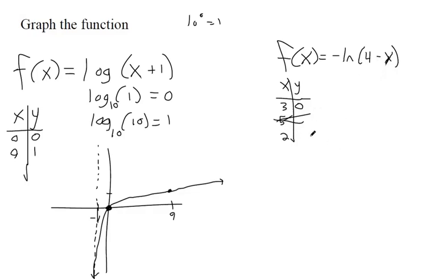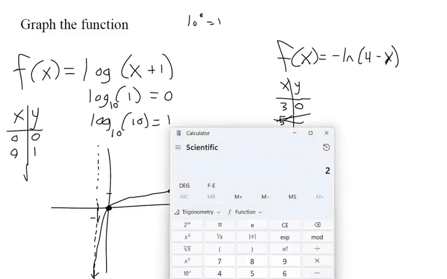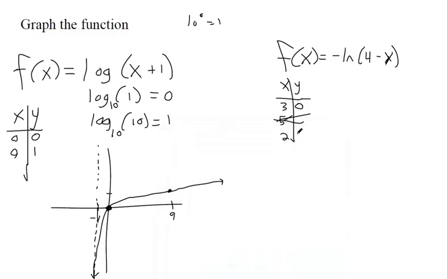Let's try going the other way. Let's plug in 2. 4 minus 2 makes 2, and then natural log of 2 is 0.693, and then I have a negative sign to apply. So that's a -0.693. Then remember where the vertical asymptotes occur. Vertical asymptotes occur when this equals 0. So at x equals 4, vertical asymptote.